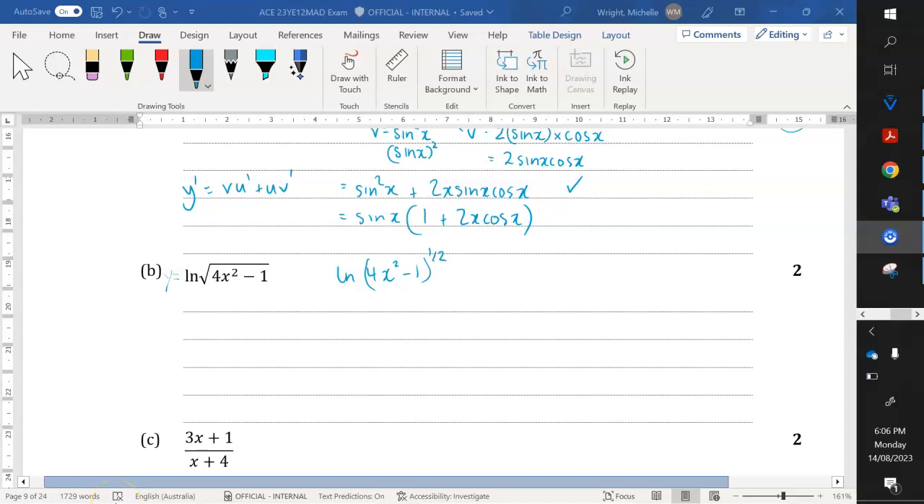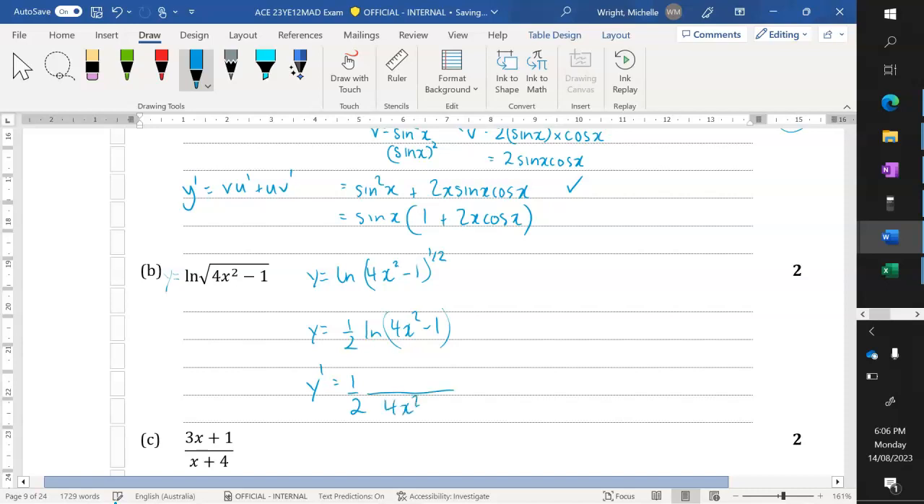And there's probably an easy way and a hard way to do this one. The easy way would have been to bring your half down the front, so that your y is a half log of 4x squared minus 1. When we differentiate anything that's in the log, it's the derivative on the function. So my half's out the front. Here's my function here, 4x squared minus 1, and we're still going to times it by that half that's out the front. And the derivative of 4x squared minus 1 is 8x. This 2 and this 8 here will give me a 4, so I've got 4x on 4x squared minus 1.